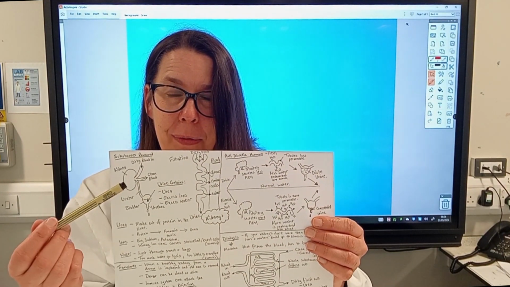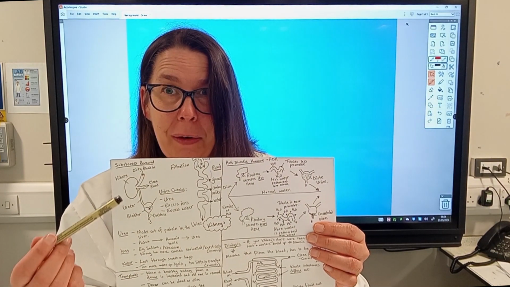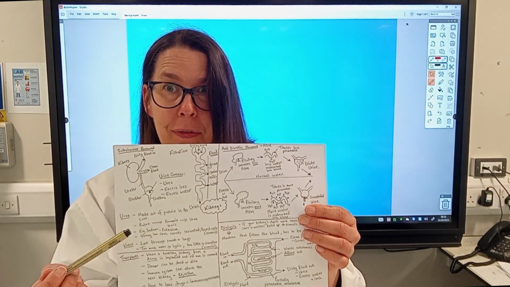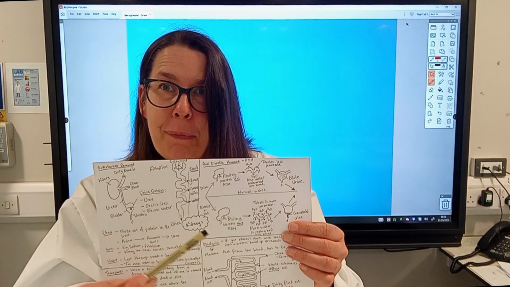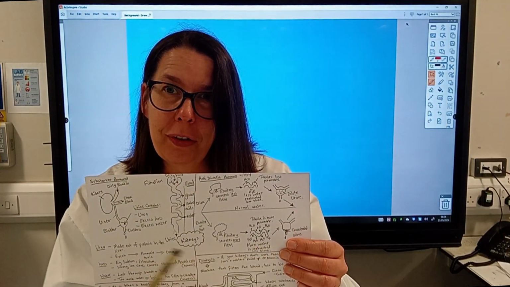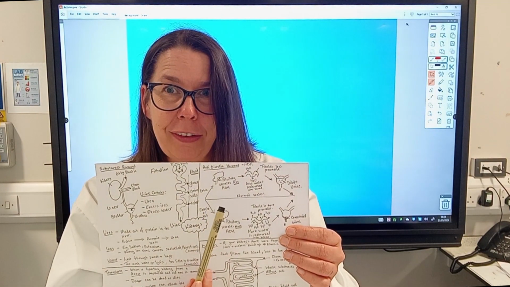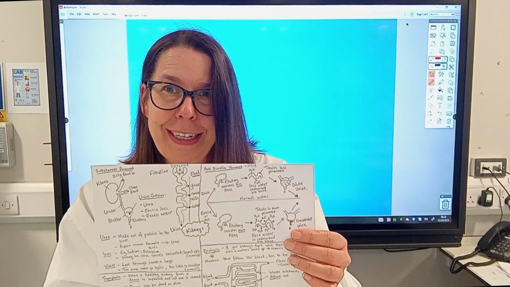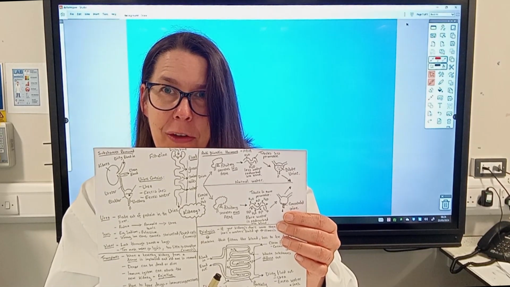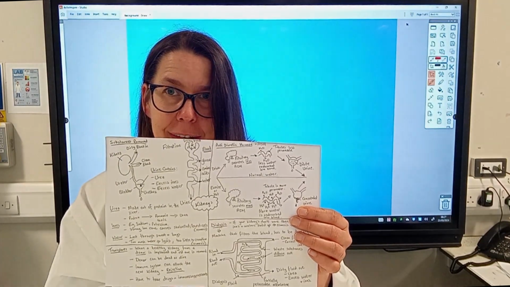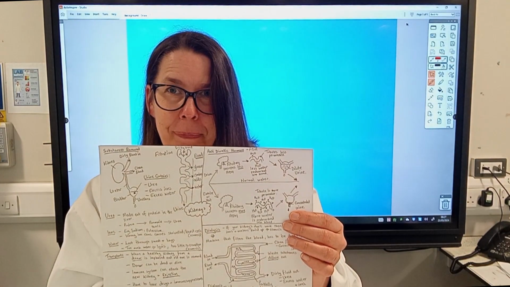Today, we're going to go through the basics of how the kidney works, so how substances are filtered out of the blood in the kidney. Then we're going to look at how the concentration of the water is controlled by the role of antidiuretic hormone. And lastly, we're going to have a look at how you treat kidney failure via dialysis and transplants.